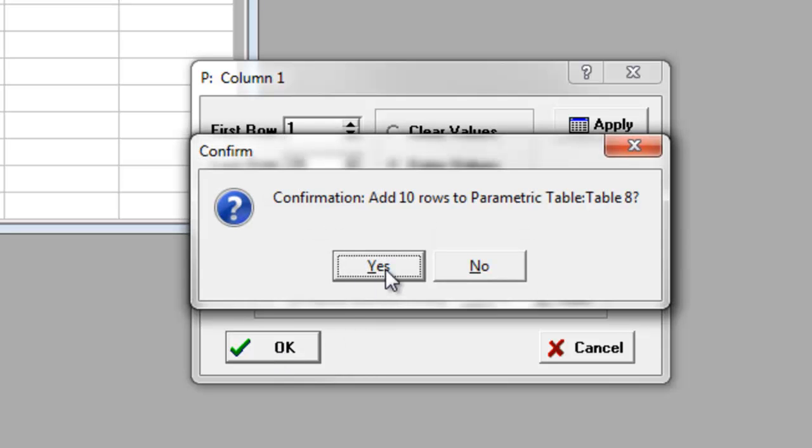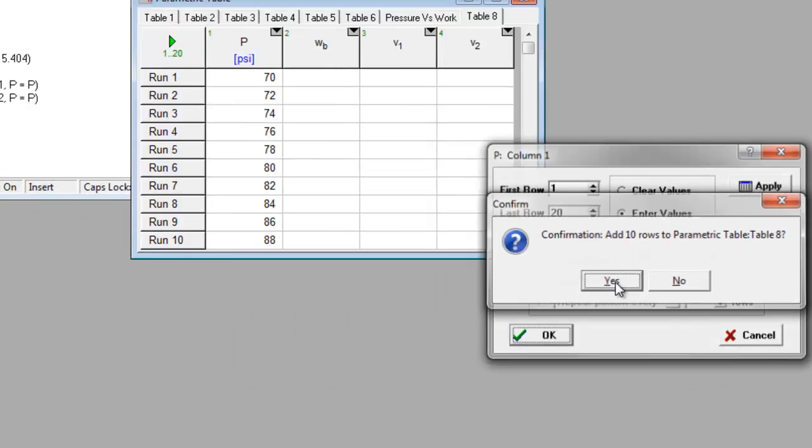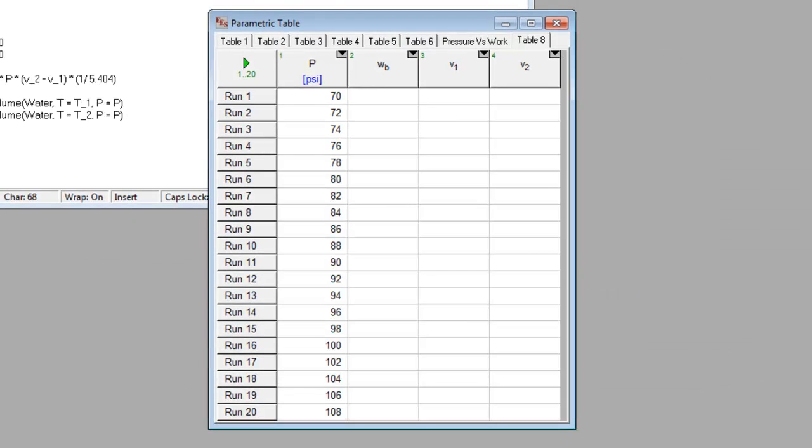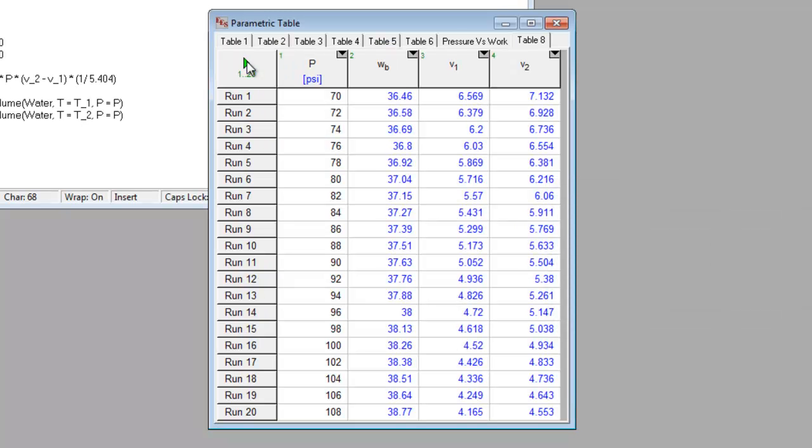Go ahead and click OK and yes to confirm that you want to add 10 rows to the parametric table. And let's go ahead and expand this again so you can see everything. And here you can see 70, 72, 74. It's incrementing by a positive 2 every time. So let's go ahead and run it.